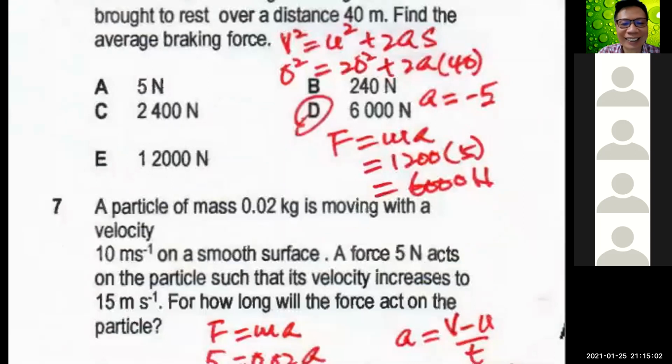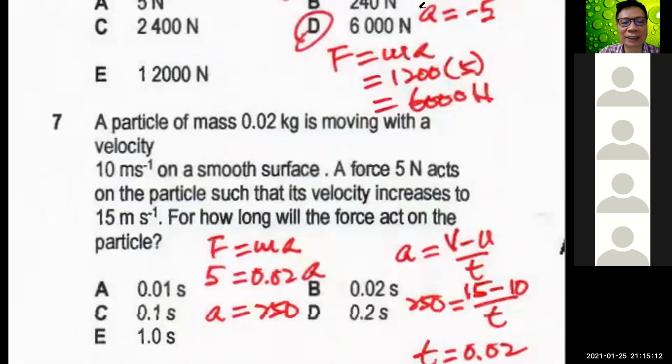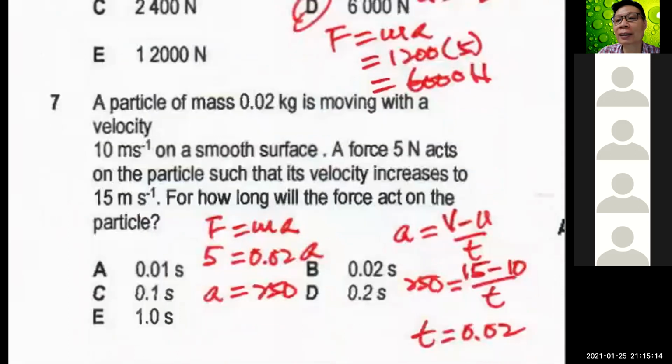Another one. This time it's Justin. Justin says answer B. Yeah, B. I'm not sure if it's correct or not. Let's check. Yes, correct. Justin, you are right. Thank you, Justin. 0.02. So it's B.